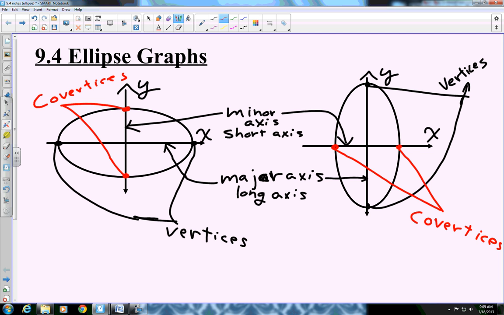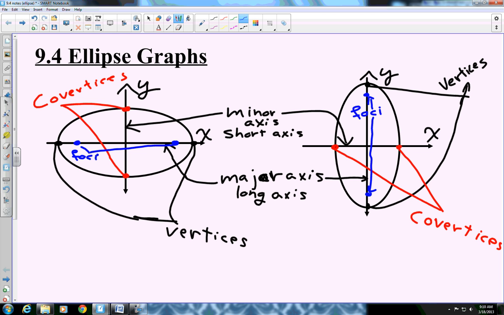Now, there's one more point that we need to be aware of. We have a focus on every ellipse, and actually there's two of them, so we call them foci. So the foci are always inside, that one and that one. And they are always on the major axis. And it can be anywhere on that line? They're going to be in a specific place on that line.